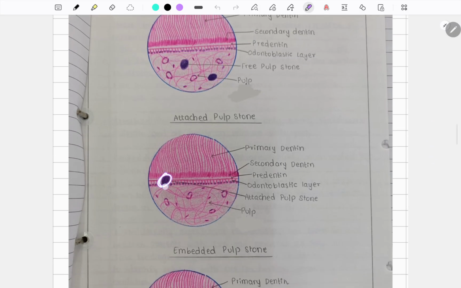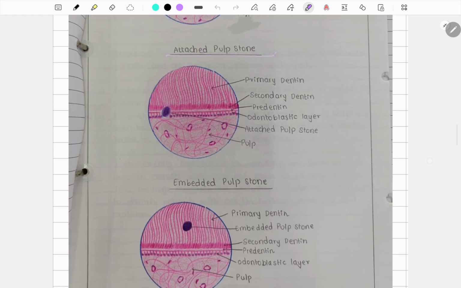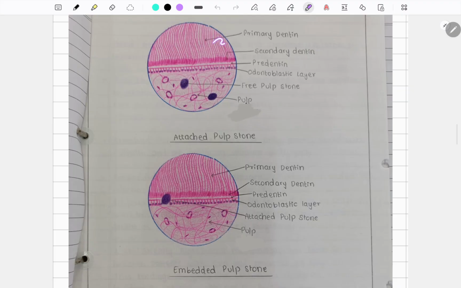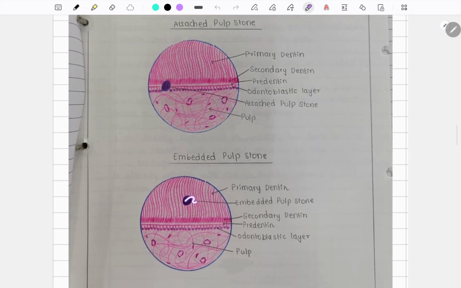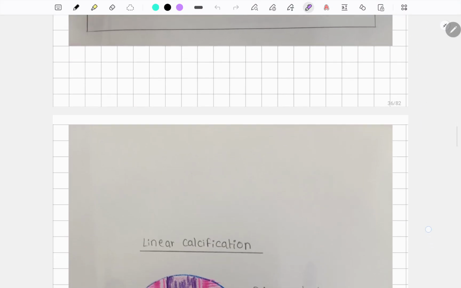If it is attached to the layer of odontoblasts and dentine, then it will be attached pulp stone, and if it is completely embedded into the dentine, it will be known as embedded pulp stones. Rest all will remain the same, that is primary dentine, secondary dentine, predentine, odontoblastic layer, and pulp core. The area of the stone will differ, that is free pulp stone in the pulp core, attached pulp stone, and embedded pulp stone in the dentine.